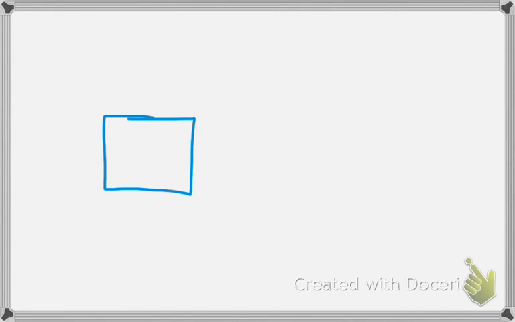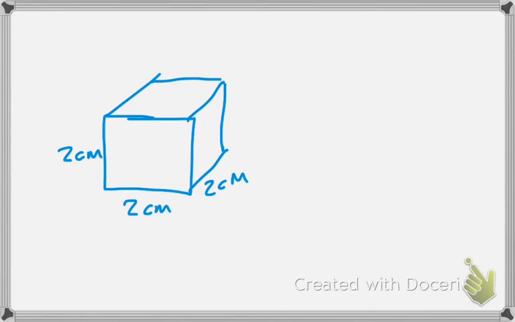I'm going to pick a cube that has a side length of 2 centimeters. That means it's 2 centimeters across, 2 centimeters tall, 2 centimeters deep. If I wanted to calculate its surface area, here's how I do it. Surface area is equal to length times width, right? Length times width. So you do that just like how you would figure out how much carpet to buy in your living room. You'd measure the length and the width and multiply the two together.